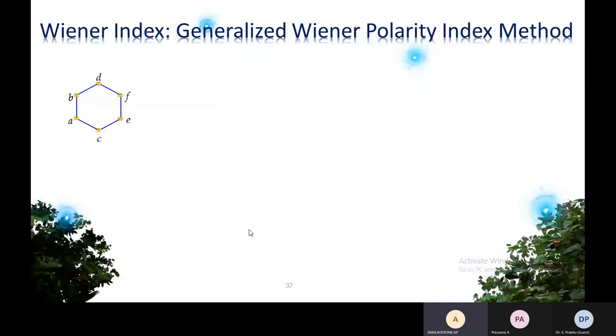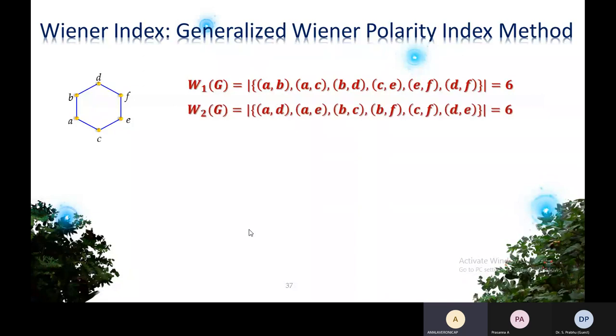W1: according to our definition, W1 is the set of all pairs of vertices at distance 1. Distance 1 obviously means edges. AB is an edge, which means AB is a pair at distance 1. Similarly AC, BD, CE, EF, and DF. How many pairs do you have? There are 6 pairs at distance one. Similarly for distance 2, what are the pairs available here? AD, AE, BC, CF, and DE. These are the only distance-2 pairs. If you think of any other pair, it would be a repetition.